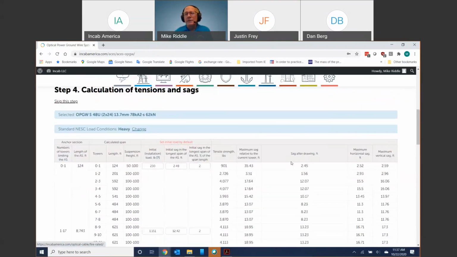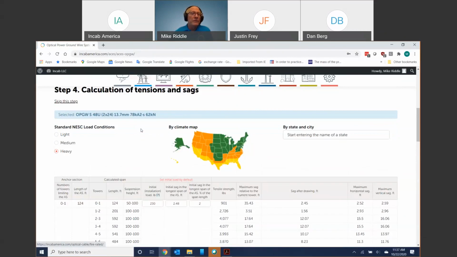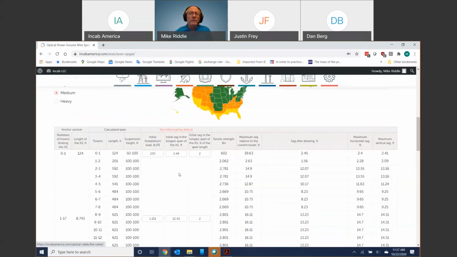You see here this sag after drawing. What that really means is it's the final sag after creep. And it's dividing sag between the horizontal component and your vertical component under the heavy loading conditions. Now, if you thought you picked the wrong one, you can go back, redo it.